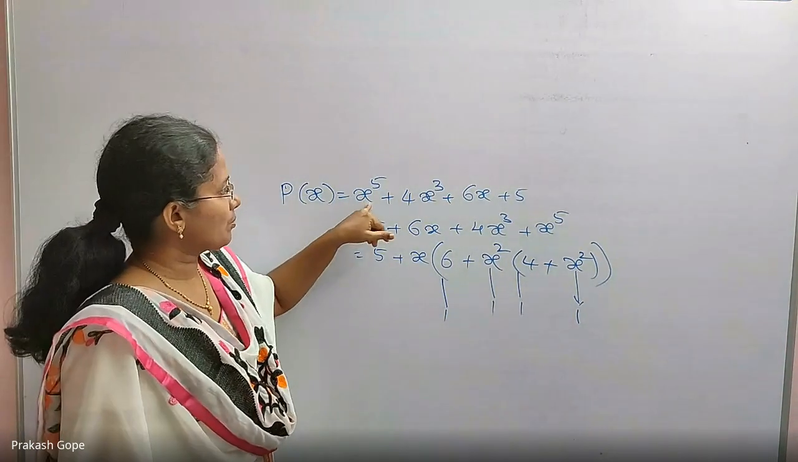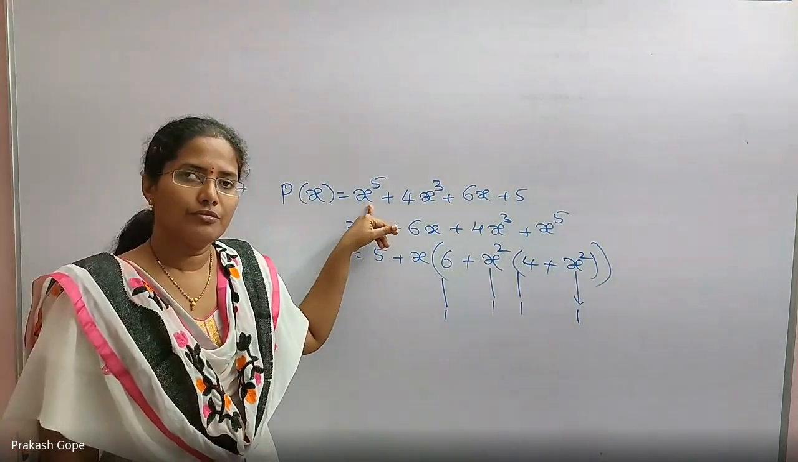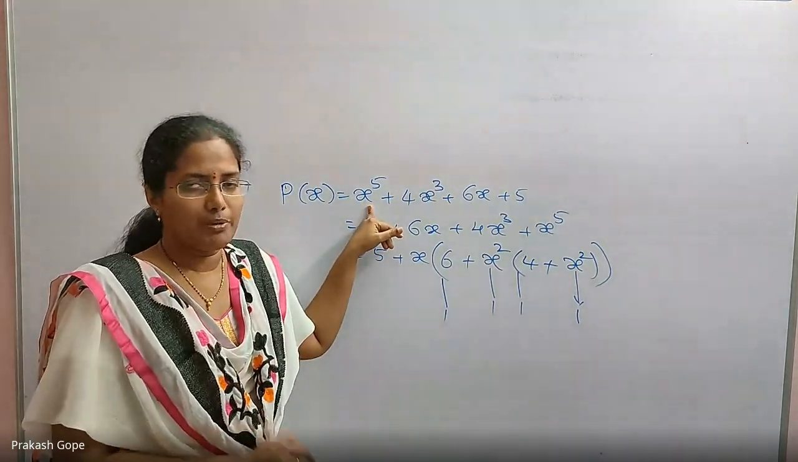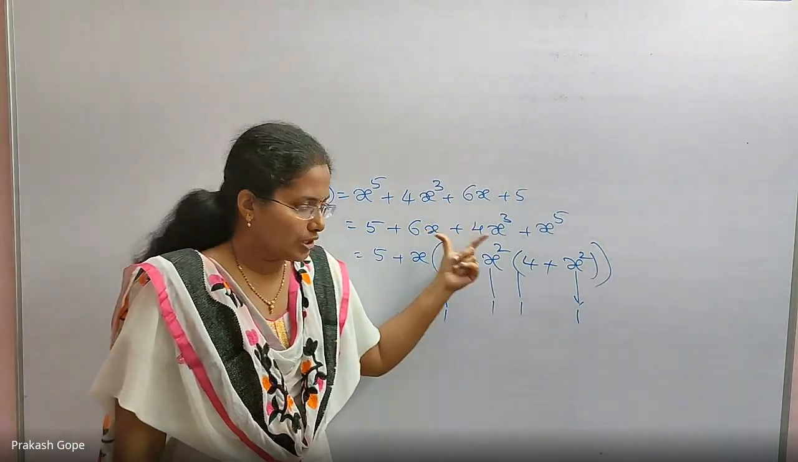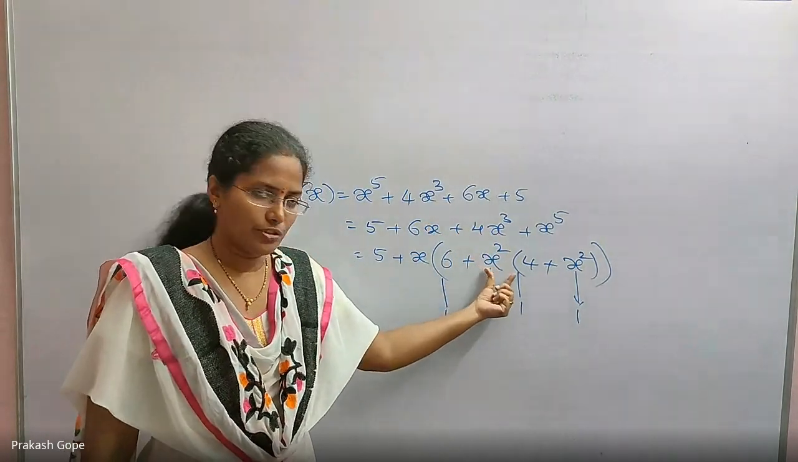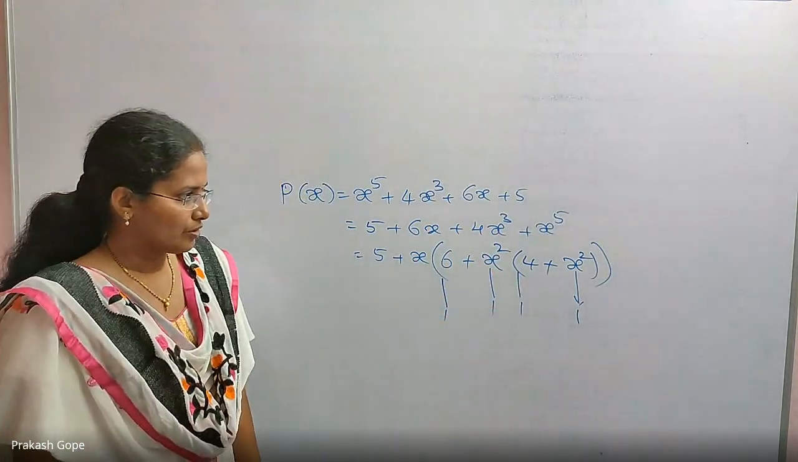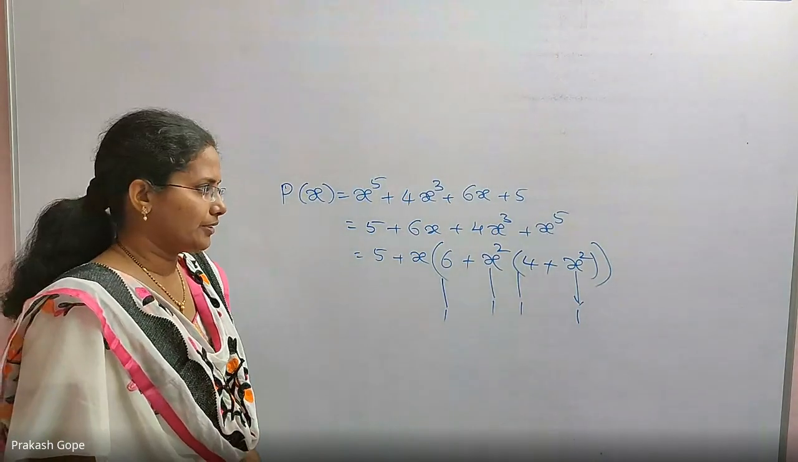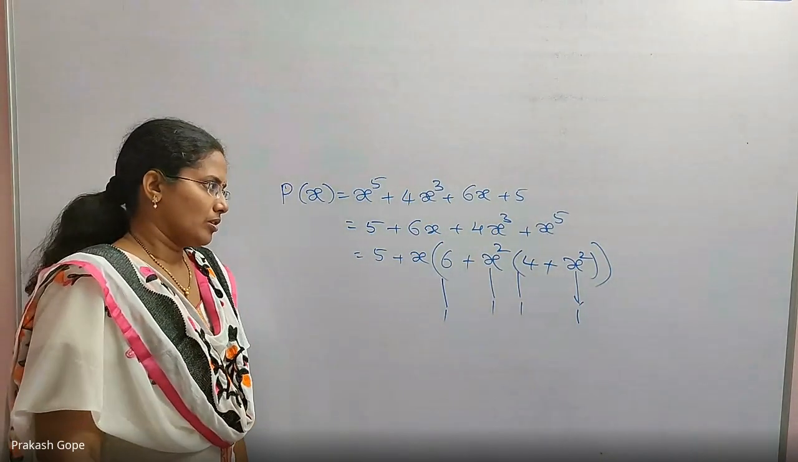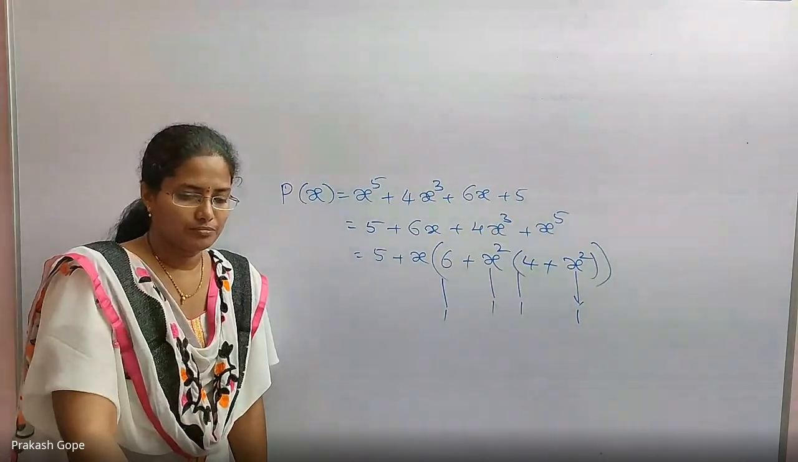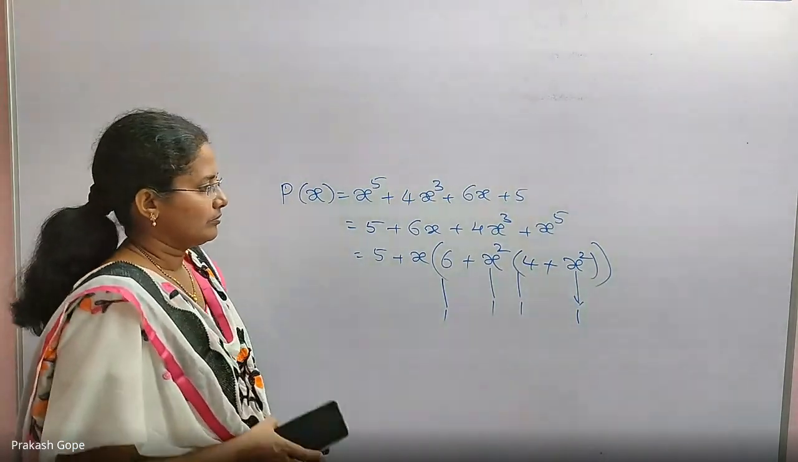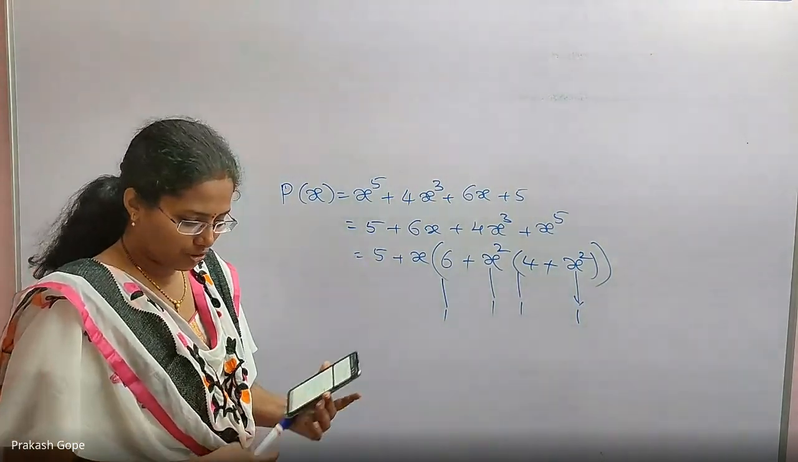Otherwise, because it's a polynomial of degree 5, you will say it is 5 multiplications. No, because 2 terms are missed out, we have taken the advantage of that, so only 4 multiplications are needed. So arithmetic operations are 7. Answer is 7, because 3 additions are also there.